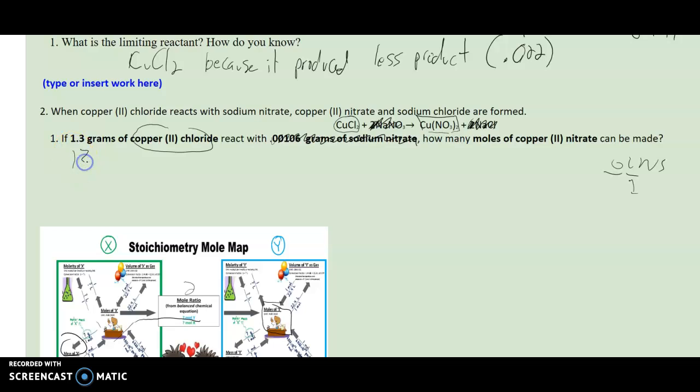Given: 1.3 grams of CuCl2. I'm going to stick that over a 1. My mole map tells me to put the conversion right here, so I'm not doing this one, I don't want that to confuse me. 1 mole over number of grams. So 1 mole of CuCl2 over a certain number of grams of CuCl2.